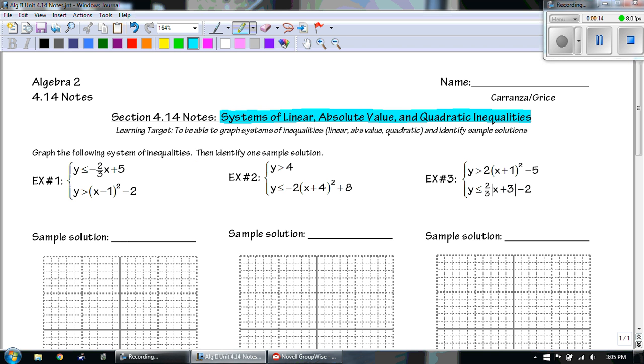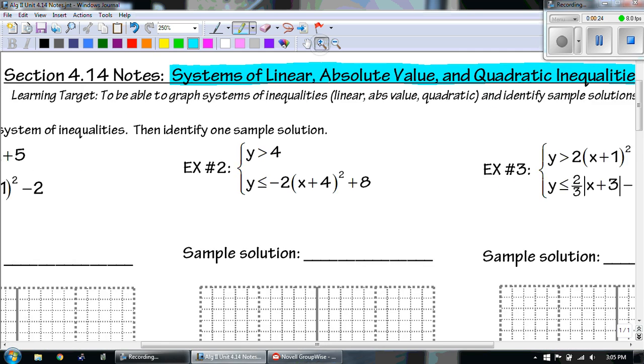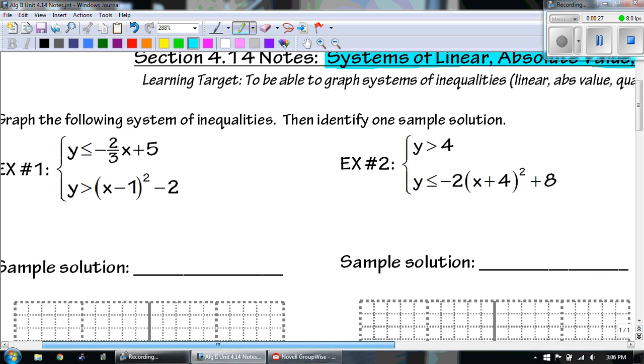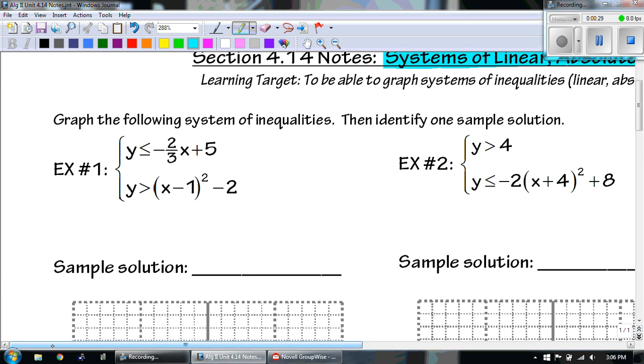Today we're talking about systems of linear, absolute value, and quadratic inequalities. Our learning target today is to be able to graph systems of inequalities, whether they're linear, absolute value, or quadratic, and identify sample solutions. So what we're going to do is graph the following systems of inequalities, then identify one of the many sample solutions.